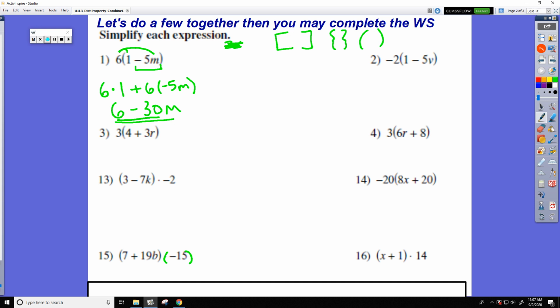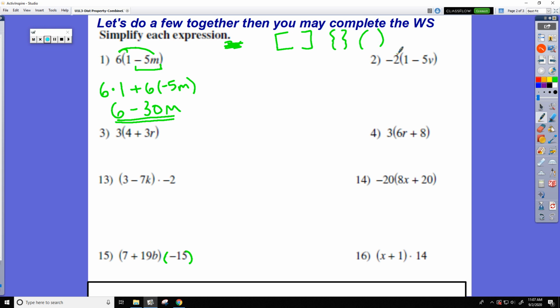Now, this is where I'm stopping, right here. This is your answer. I cannot go any further. It is not anything to do with m. It's not like negative 24m or 36m. It stops right here because each thing has to have the same variable, same power. This is a constant, 6. This is not. This has a variable m. It cannot go any further.